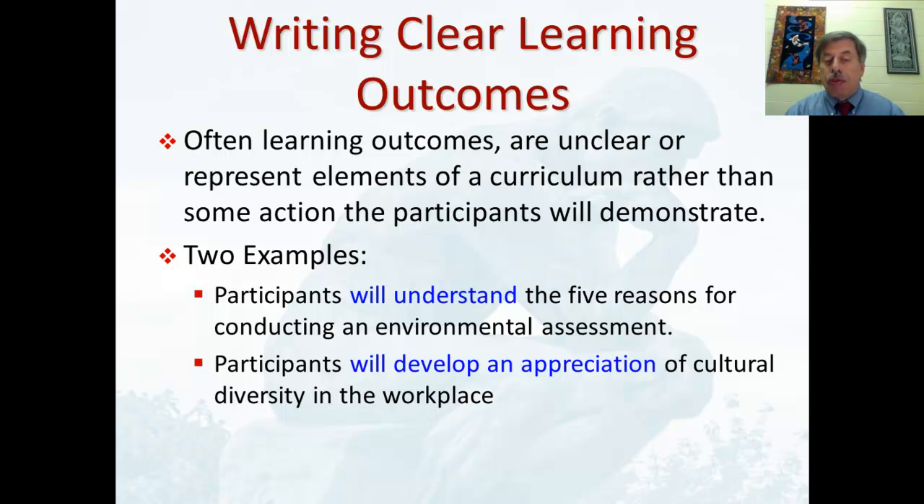Here are some examples of two learning outcomes that are difficult to measure. The first is participants will understand the 5 reasons for conducting an environmental assessment. The reason this is difficult to measure is it's difficult to measure what students understand. The second one, students will develop an appreciation of cultural diversity. Again, quite difficult to measure. Let's look at how we might rephrase these two learning outcomes to make them more direct and more easily measurable.